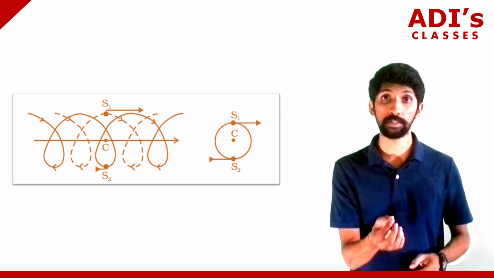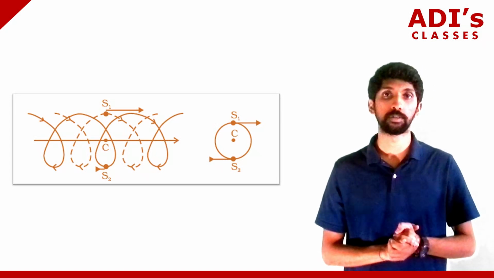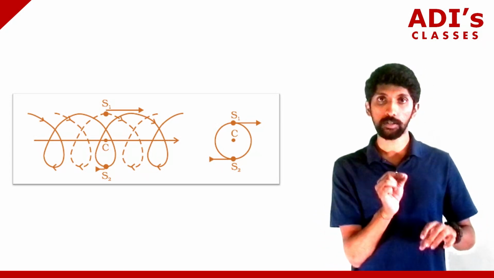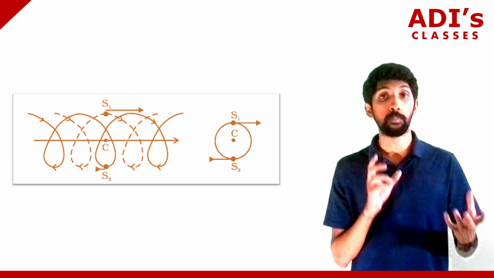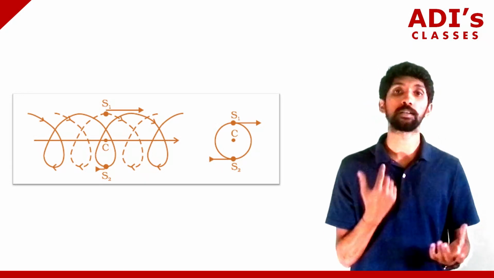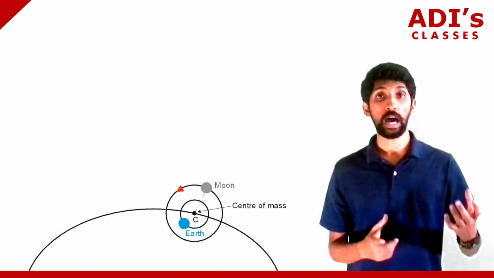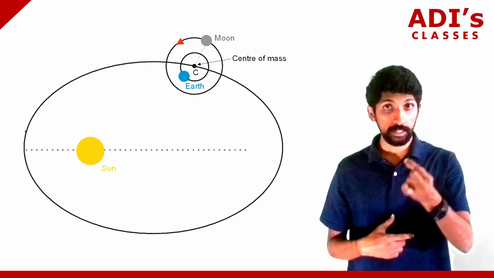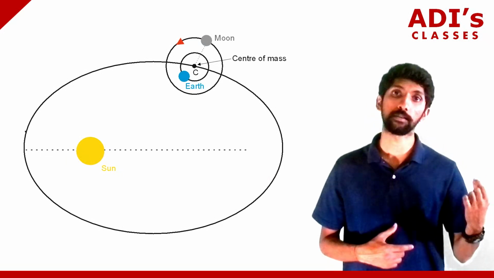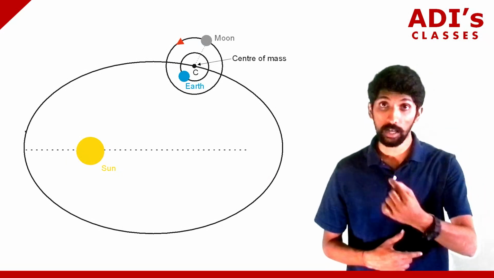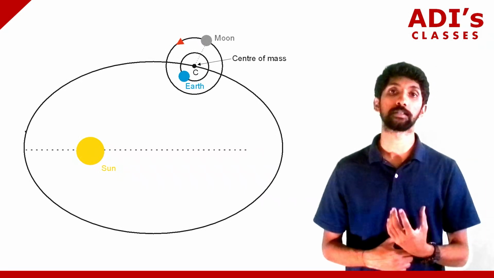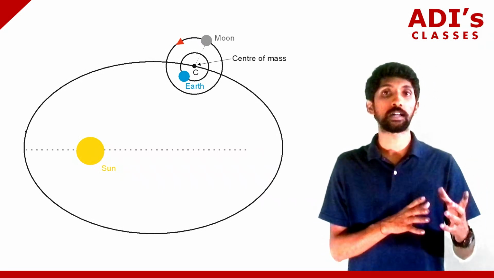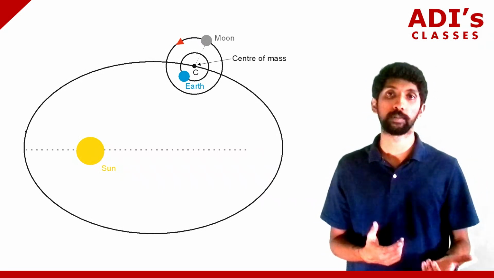The same thing happens even for Earth-Moon system. Between Earth and Moon, there is one common center of mass around which both Earth and Moon revolve. As both of them are revolving, the center of mass revolves around the sun. That's how the Earth also revolves around the sun. So all these things are motion of center of mass.